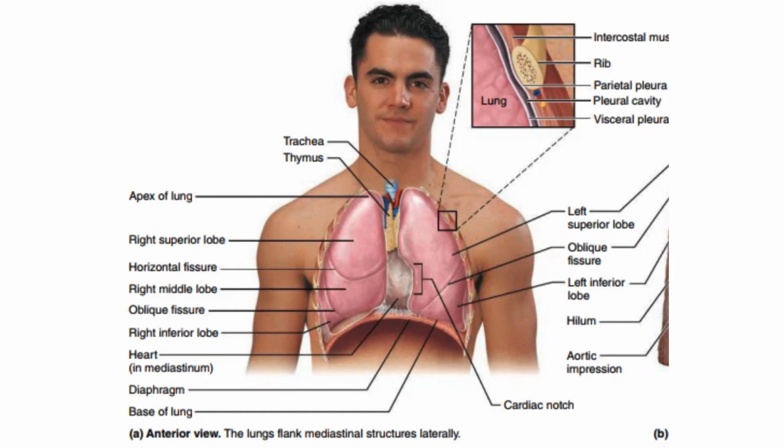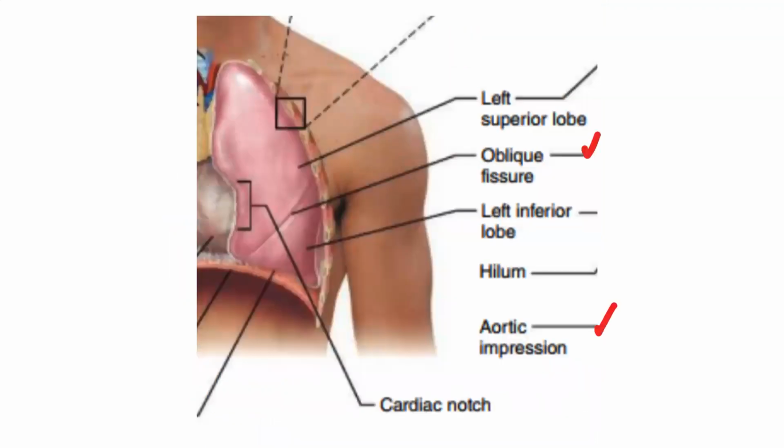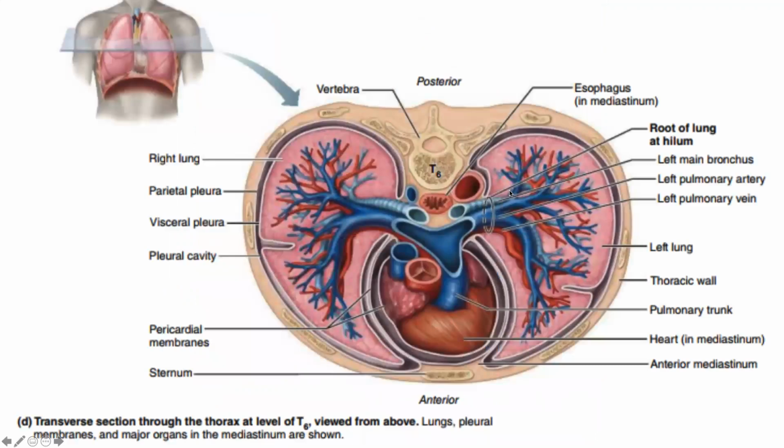Our trachea is divided into right and left main bronchus, which go to the right lung and the left lung. And we said the right lung has 3 lobes, which are divided by 2 fissures, the horizontal fissure and the oblique fissure. On the left side, we only have 2 lobes divided by only 1 fissure, which is called the oblique fissure here. And this is the cross section.